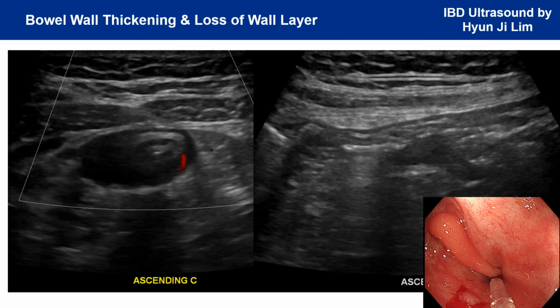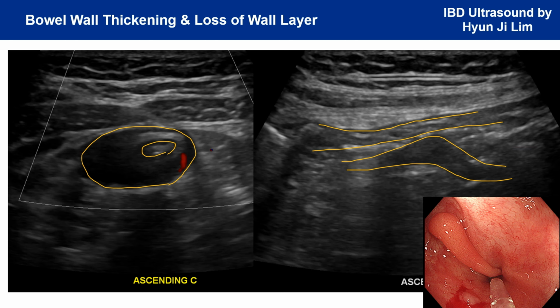Loss of wall stratification is not limited to the small bowel. It can also be seen in the colon. This is an ascending colon. The normal layered appearance of the bowel wall is lost from 6 o'clock to 12 o'clock position, and mild hypervascularity is seen on Doppler imaging. The lumen is also focally narrowed too.